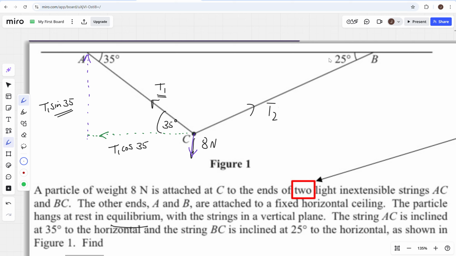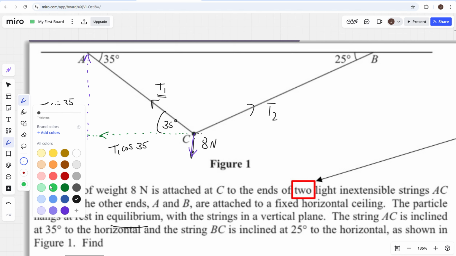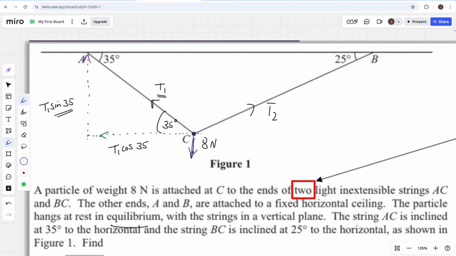So let's do the same thing over here. T2 could be broken up as well. So again, we'll put some colors on it. Why are we doing this? Just to make it nice and clear that the horizontal and the verticals are going to be used with each other separately. And so we have to the right, and then we have up.